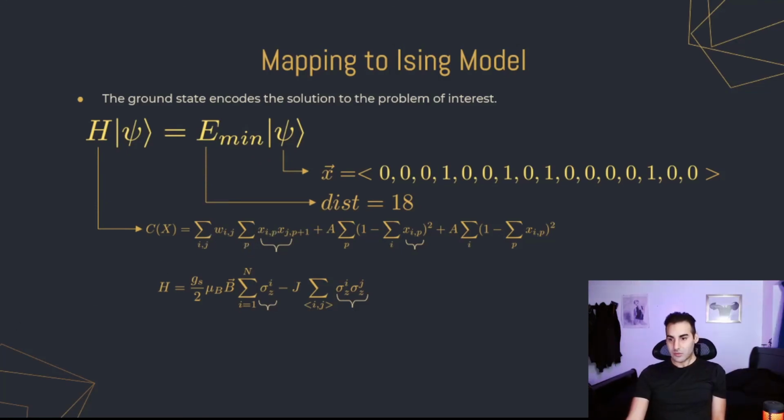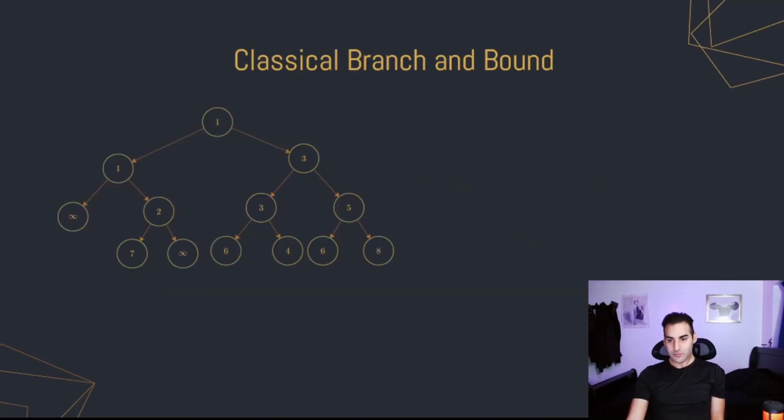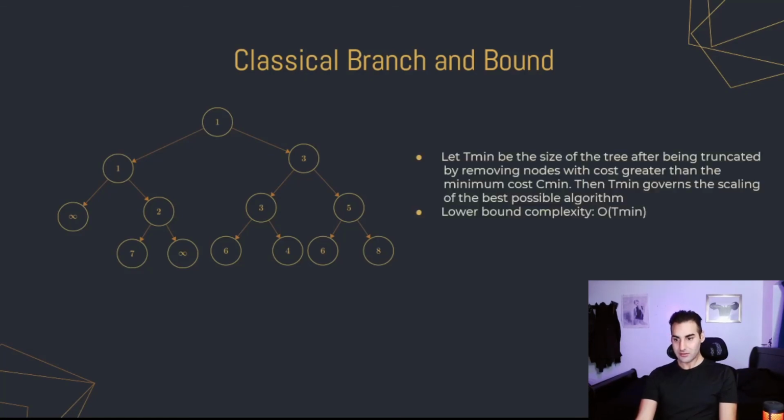Now the question is, why go through all this trouble? You'll find a lot of papers online converting NP-complete problems into this Ising model, and for good reason. This model is ideal for quantum computation. So let's take a look at the classical complexity for the branch and bound framework. If we remove nodes according to our available pruning rules, we find that the size of the truncated tree is T min, and that to find any particular node within the tree is on a complexity of the order of the size of the truncated tree.